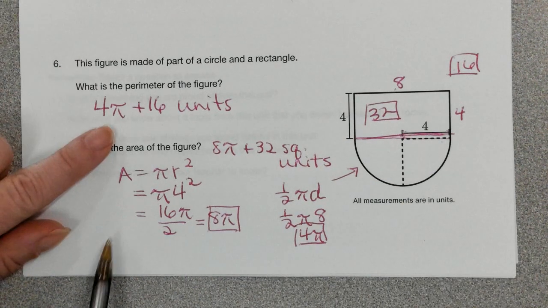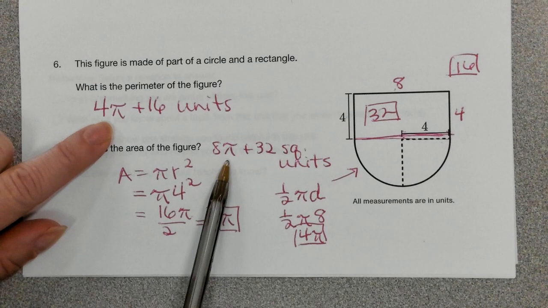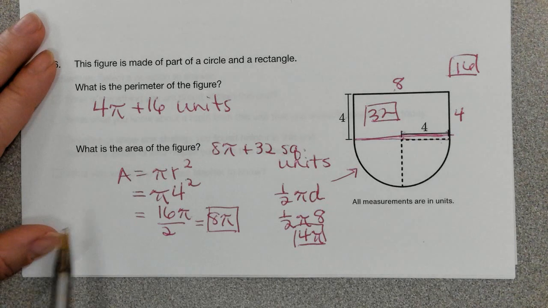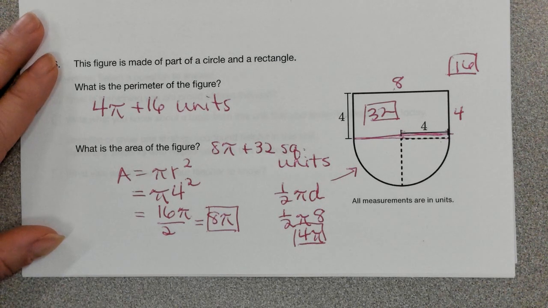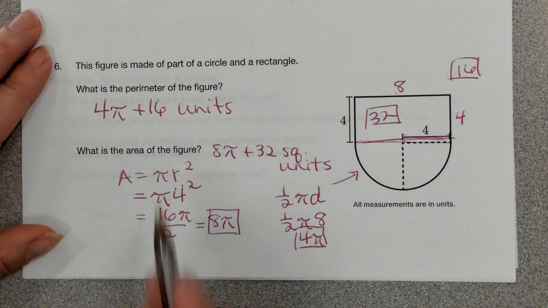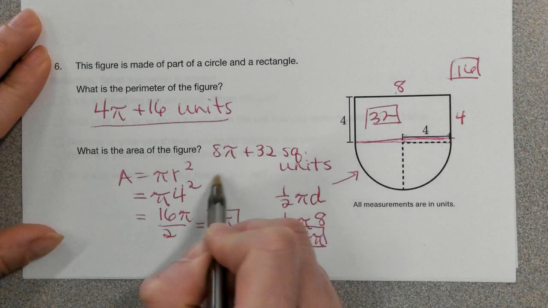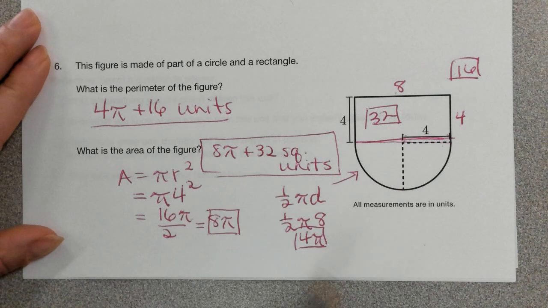You can also plug in 3.14 as an approximation and figure out what this amount would be, but leaving it as pi is the most accurate response, so I'm going to just stop here for my two answers. 4 pi plus 16 and 8 pi plus 32 square units.